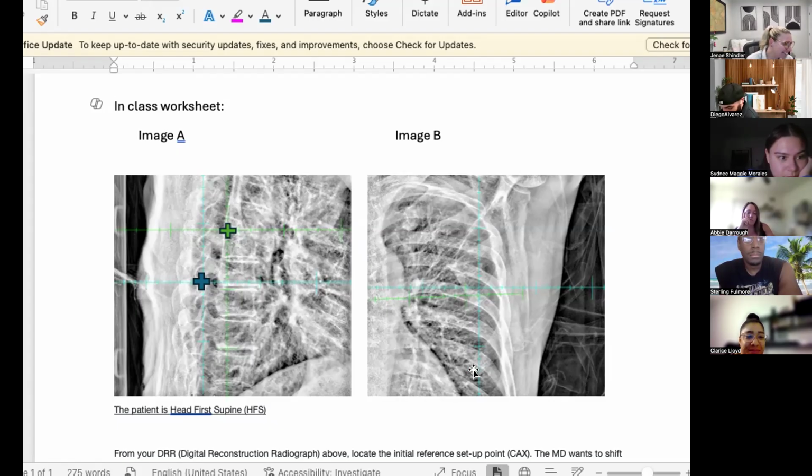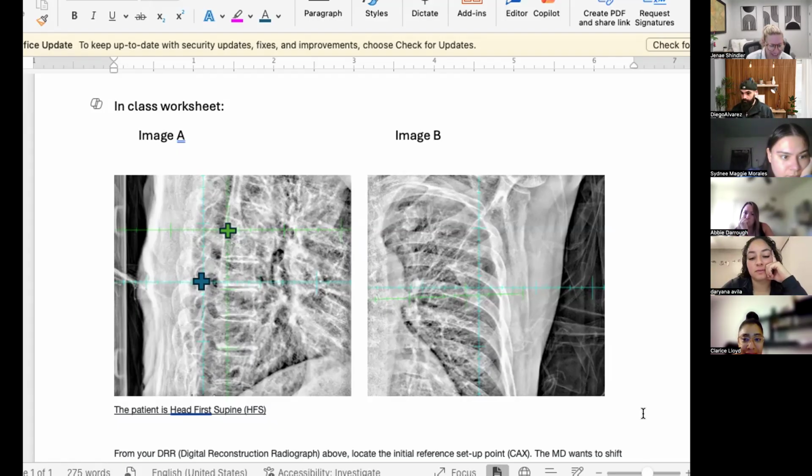Thank you. Dariana, let's do number 2. Which one is the lateral image? A or B? A. Okay, good.